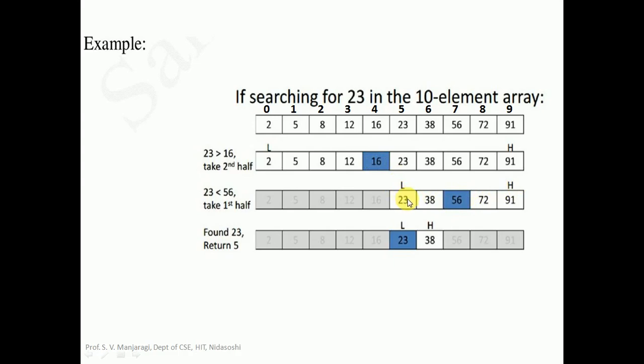So let us apply the formula, that is mid equal to (low plus high) divided by 2. Low is what? 5 and high is 9. So low plus high, 5 plus 9, it is 14, 14 by 2.